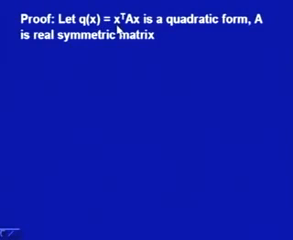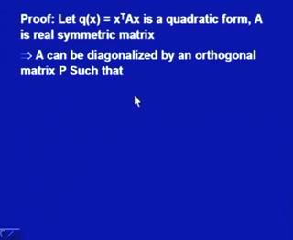So, let us try to prove this. Here is the proof. We consider Q(x) as a quadratic represented as x transpose Ax. A is the associated matrix and it is a real symmetric matrix.